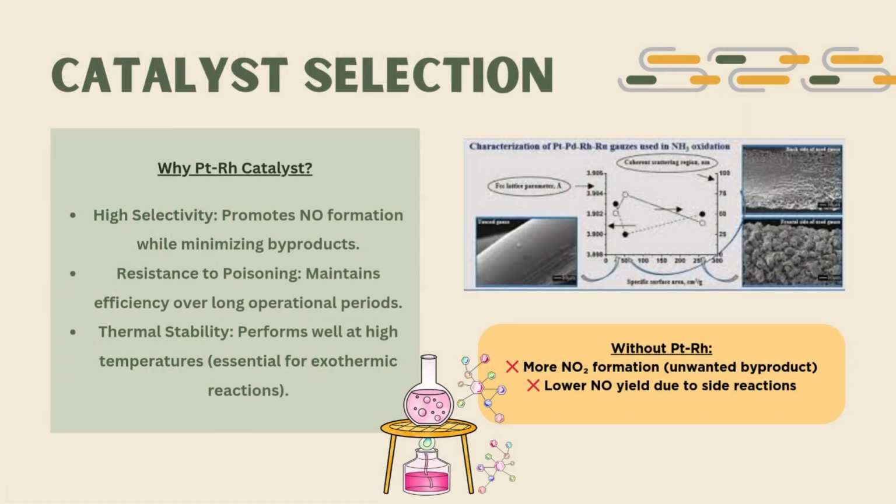For this process, we selected a platinum-rhodium catalyst because it offers high selectivity, which ensures more nitric oxide production and fewer byproducts. It is also resistant to poisoning, which extends catalyst lifespan, thus reducing the maintenance cost. Lastly, it can withstand the high temperature required for efficient nitric oxide formation. Without an efficient catalyst, unwanted side reactions will dominate, leading to lower nitric oxide yield and increased nitrogen dioxide formation.